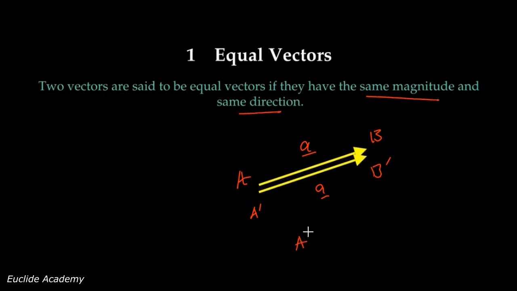If you wanted, we could have put this vector somewhere here and another one there. It would still be an equal vector to the vector AB because it would be in the same direction and have the same magnitude. Mostly in exams or textbooks, you put a vector here and another vector down here. These two are equal if they have the same magnitude and the same direction.